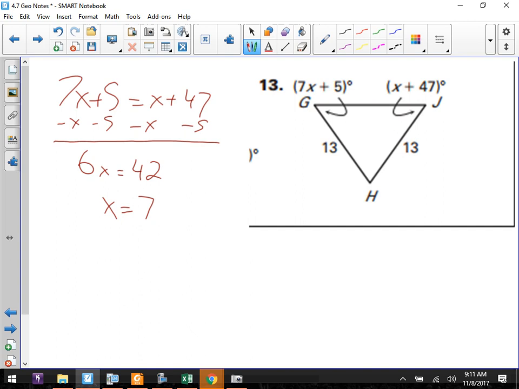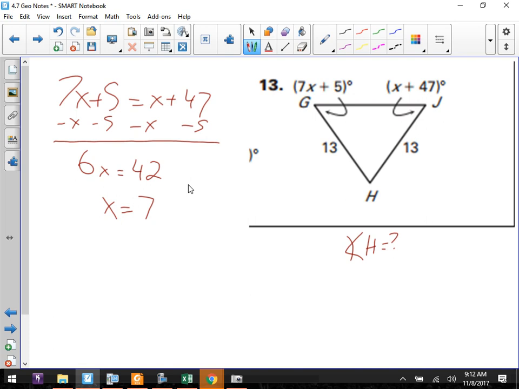Now, if x is 7, what's my angle h? Because that's the kind of thing that'll happen. They'll ask you, what is the measure of angle h? Which means you have to do multiple steps.